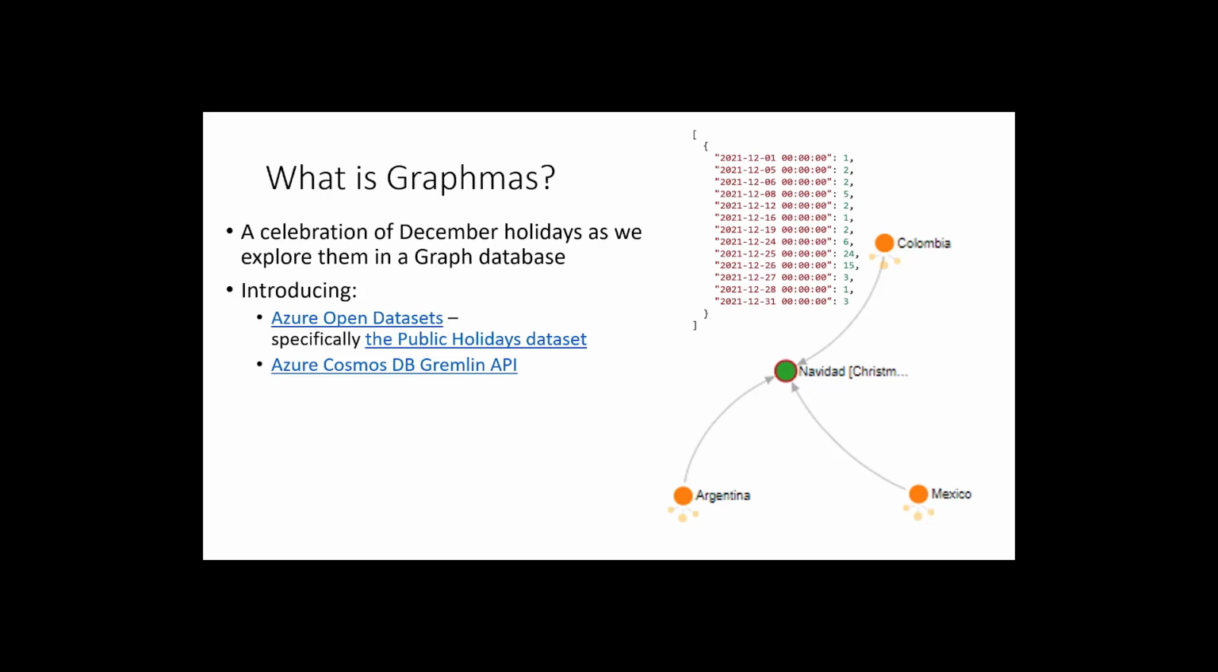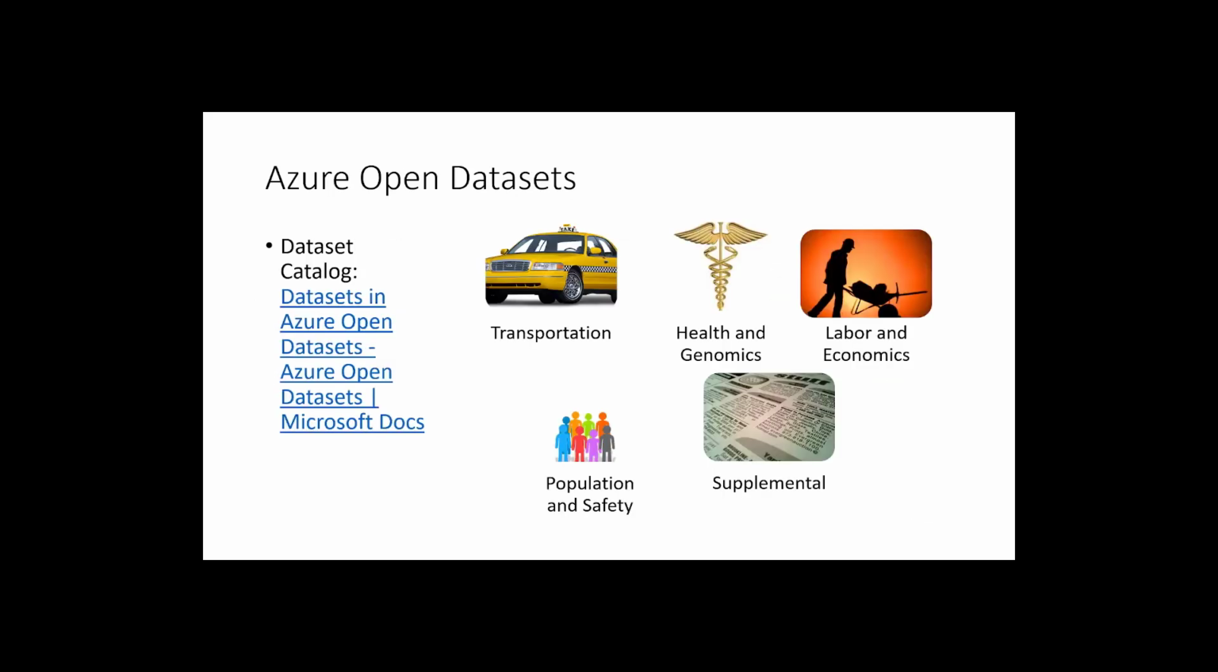A graph database is great for exploring relationships between things, and so we will look at the relationships between countries and their holidays. Now, Azure Open Datasets, be aware that it's more than just a holidays dataset provider. There's data for various topics, including transportation, which includes the AirSim autonomous vehicle data, as well as New York City Taxi and Limousine Commission data.